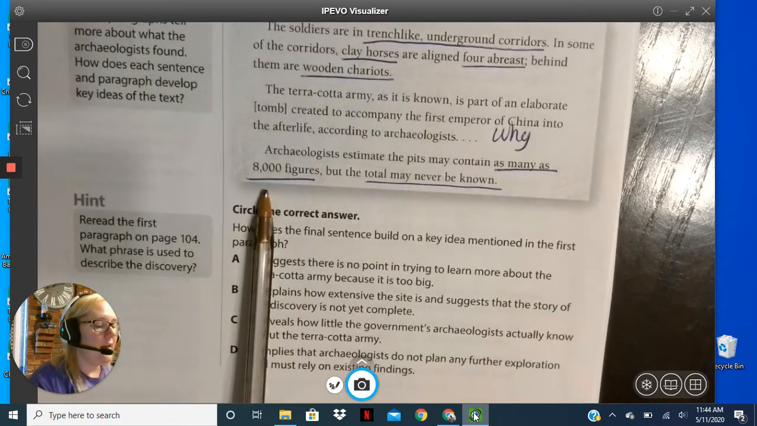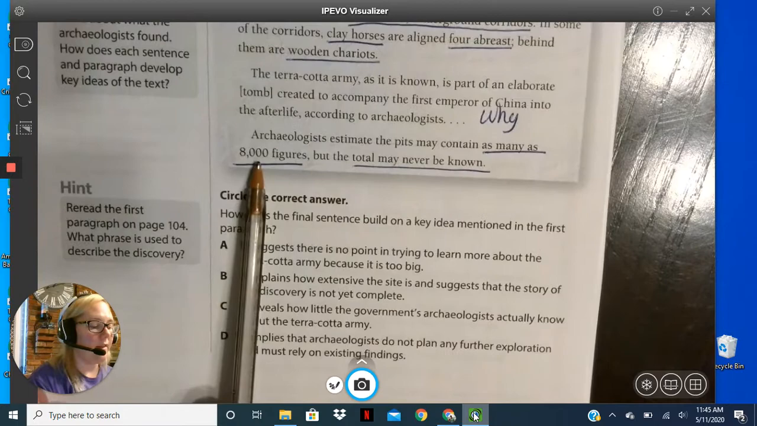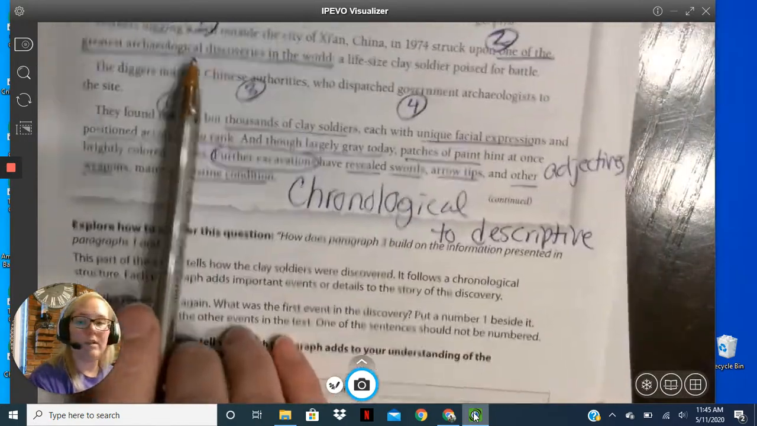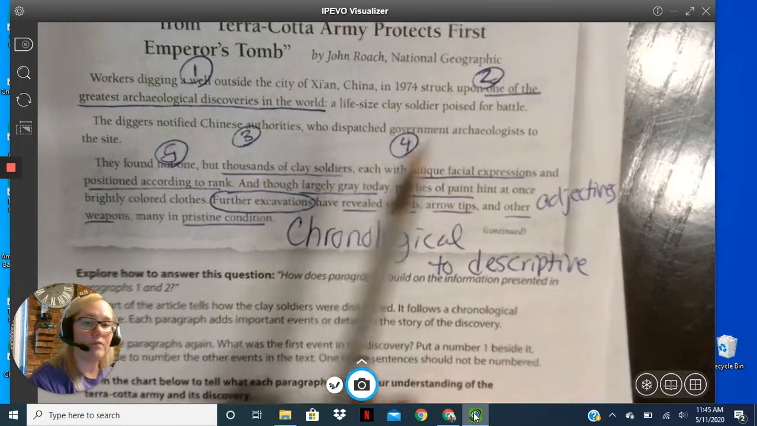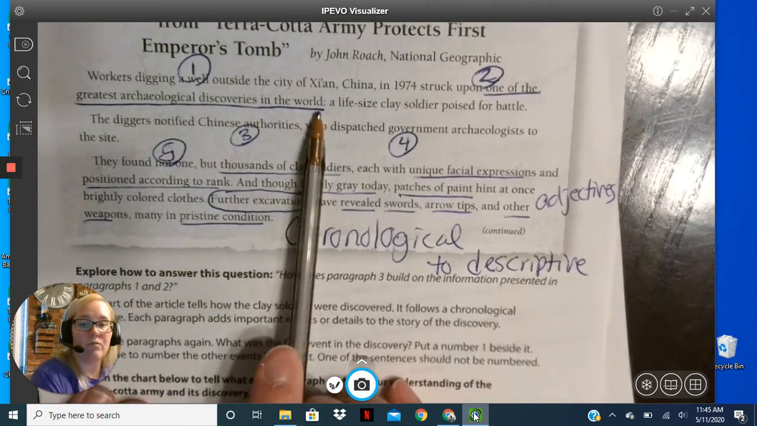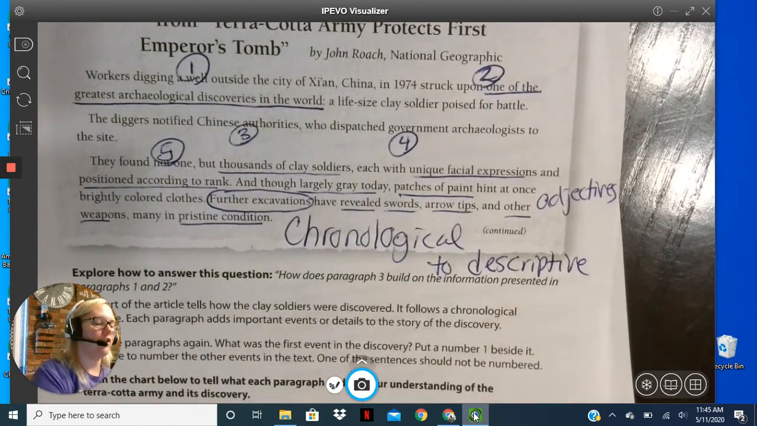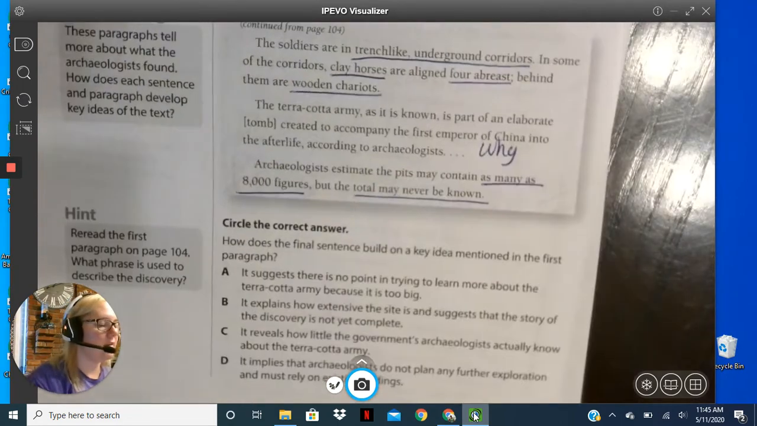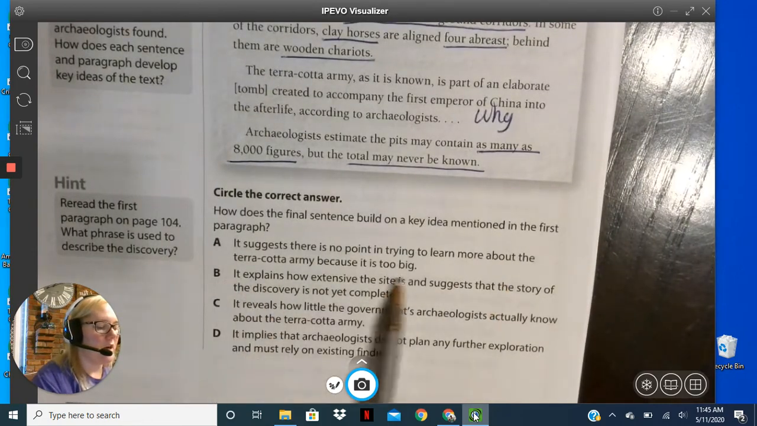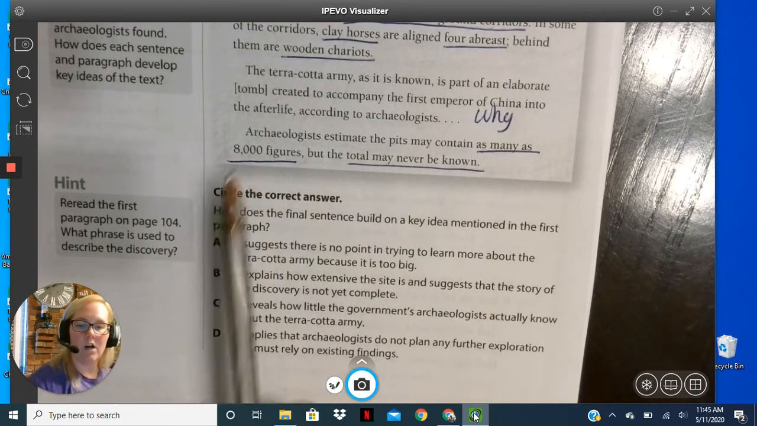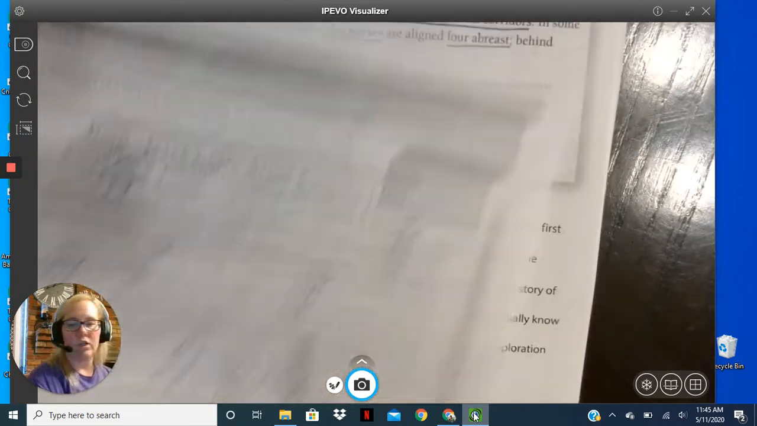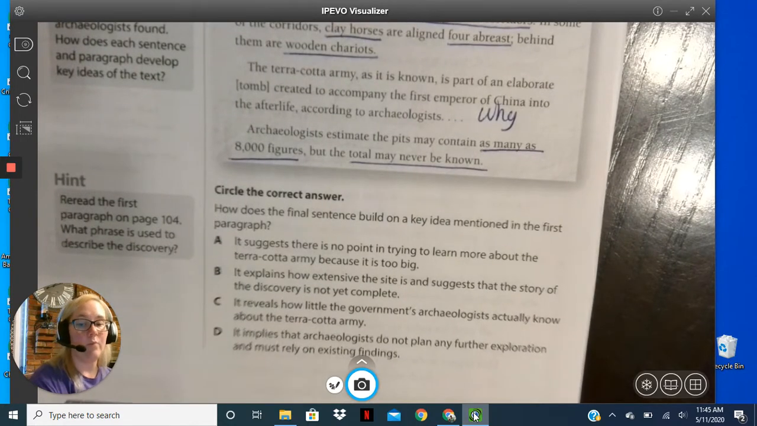So if I take a look at my choices and think about that, the last sentence is talking about 8,000 figures, the total may never be known, and the first one talks about how they first came upon that. And I really pointed out greatest archaeological discoveries in the world because I thought that was really strong language. And then that's where you first learn about the clay soldier in this text. So A says, it suggests there's no point in trying to learn more about the Terracotta Army because it's too big. Well, it does say that it's large, but with these words, greatest archaeological discoveries in the world, that tells me that it's definitely important.